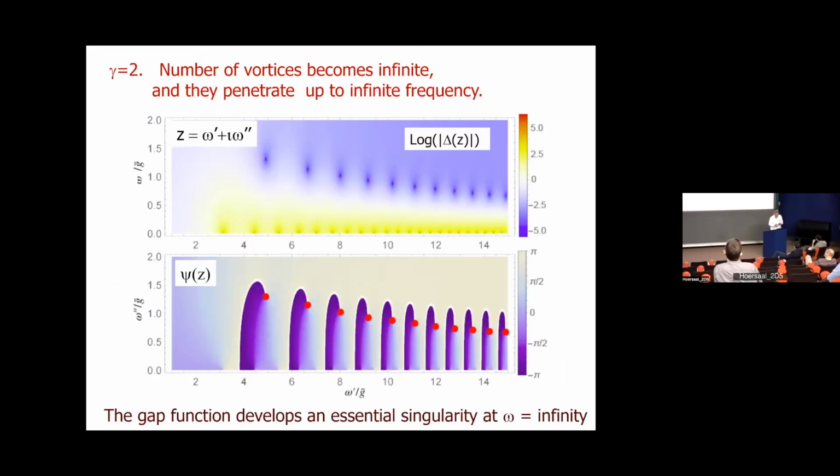And finally, we come to the interesting point, gamma equal to 2, when the number of the vortices becomes infinite. There are two plots here. One plot is the phase of the gap, and again, red dots are position of the vortices. You see that they continue at all frequencies. And the second plot is log of delta, which means that when delta goes to 0, log of delta goes to minus infinity, and you see minus infinity dark blue here, and you see clearly the position of the points where there is dark blue. This is a one-dimensional array of vortices.